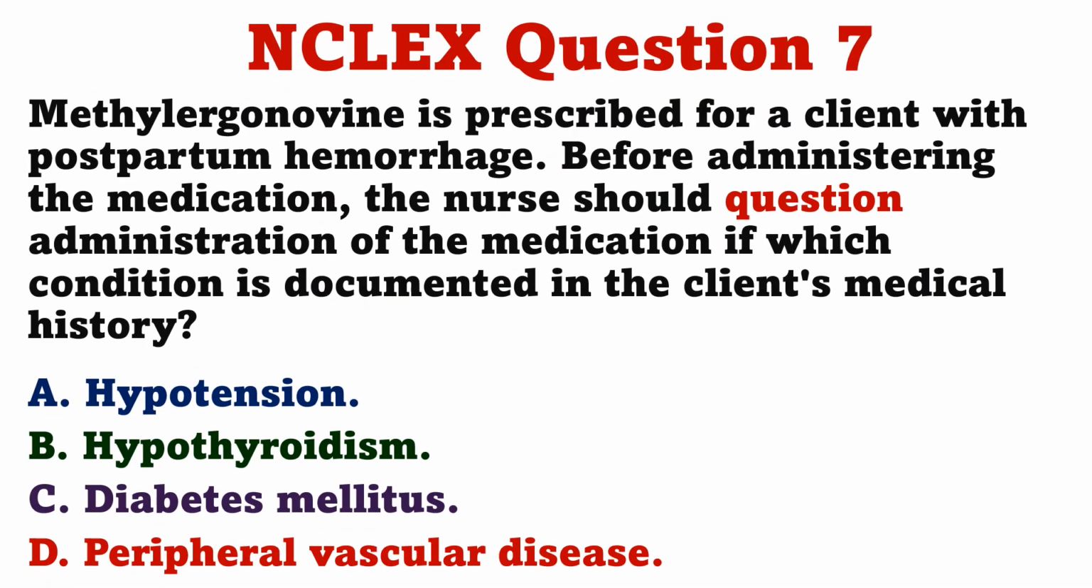Question 7. Methylergonovine is prescribed for a client with postpartum hemorrhage. Before administering the medication, the nurse should question administration of the medication if which condition is documented in the client's medical history. A. Hypotension. B. Hypothyroidism. C. Diabetes mellitus. D. Peripheral vascular disease.